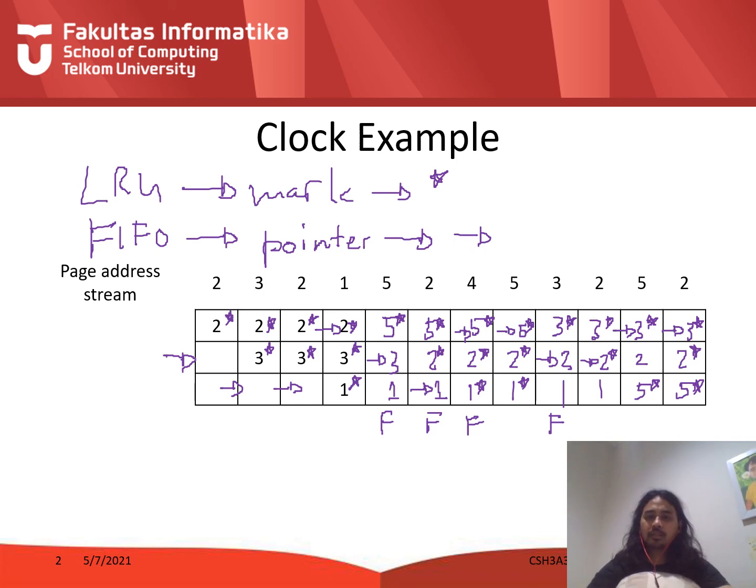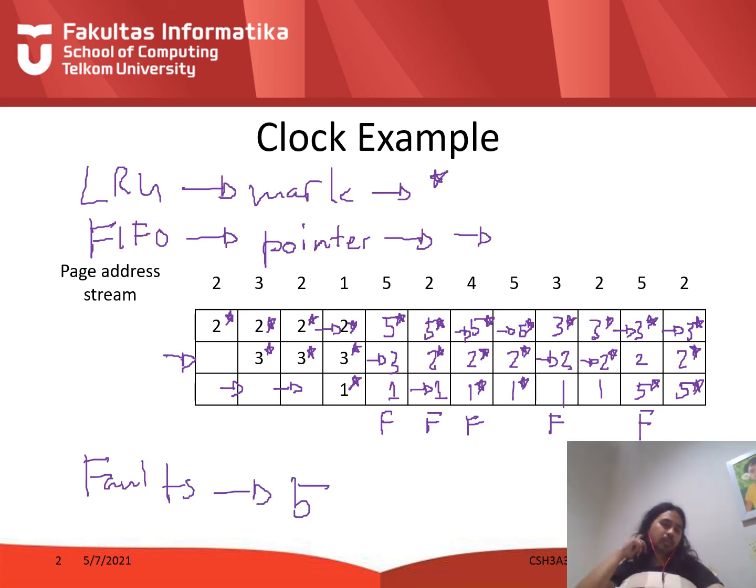So how many faults are there? Sorry, I'll just complete this one last here. There are 5. So clock is better than FIFO in terms of faults and is simpler than LRU. So it is in the middle between LRU and FIFO.